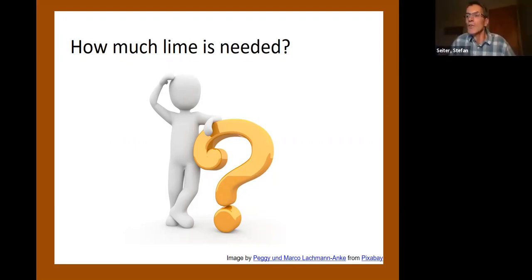Okay, so our lawns definitely need lime, and you can definitely distinguish a well-limed lawn from a non-well-limed lawn. I mean, grass is fairly tolerant.